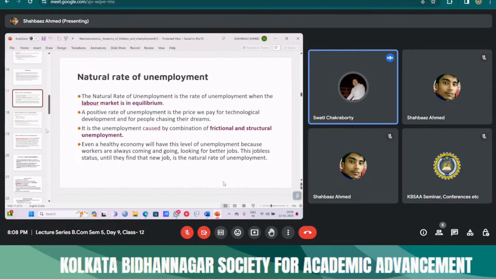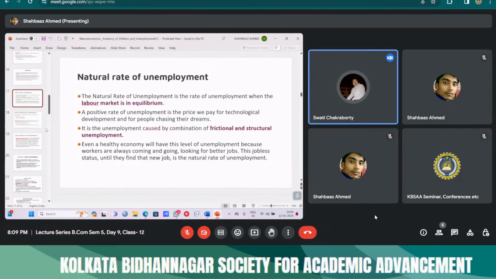A positive rate of unemployment is the price that we pay for technological development and people chasing their dreams. Why? Technological progress is happening for the better. If we want to develop the economy, technological progress has to happen, because we have to come up with better quality goods. Production has to be better, more mechanized. That means we need to have better skills, and the existing employed group has to be given training. If they don't have the required skills, the unemployment rate goes up.